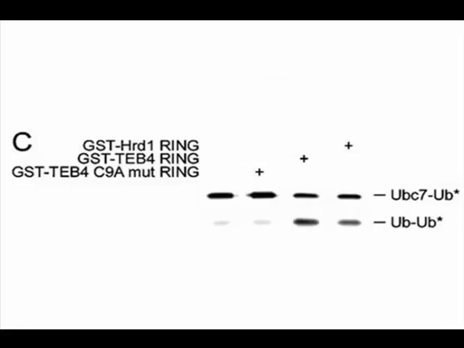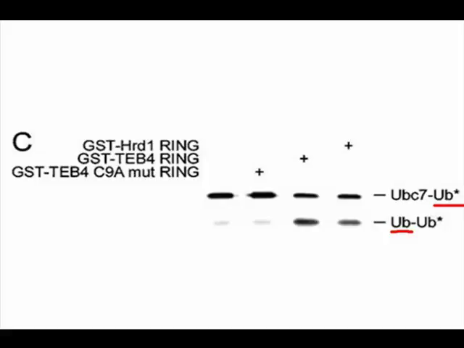Figure 7c shows an in vitro activity assay where fluorescently labeled ubiquitin, indicated by the asterisk, is attached to UBC7, the E2 partner for TEB4. What we see here is an assay where the authors have added various ring fingers as well as a cold, unlabeled version of ubiquitin, which is unable to be activated and therefore must act as the substrate to which the fluorescently labeled ubiquitin is added if there is ligation activity.